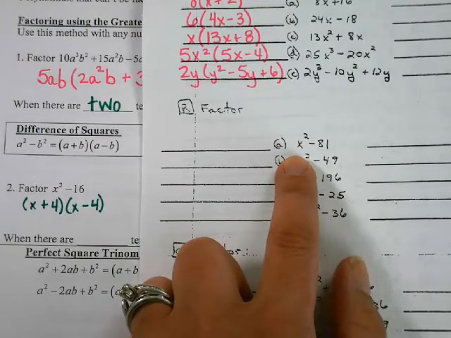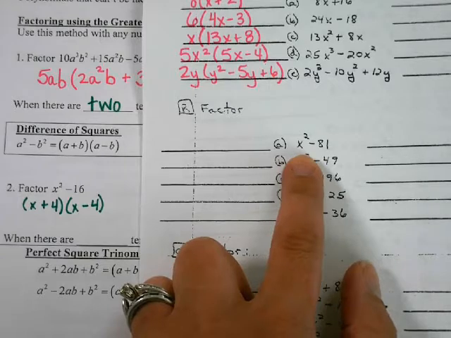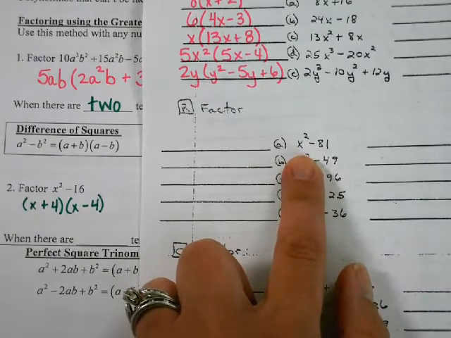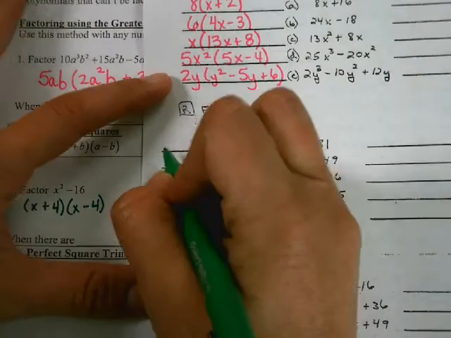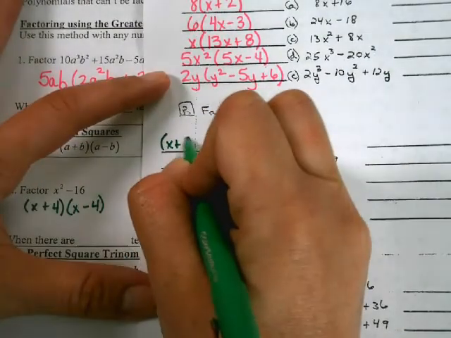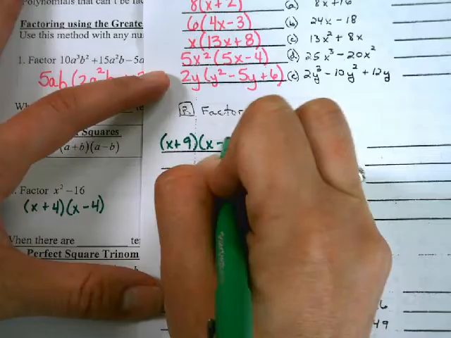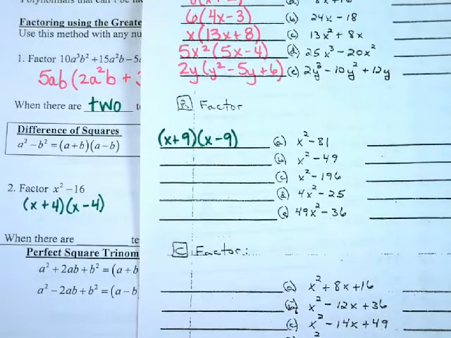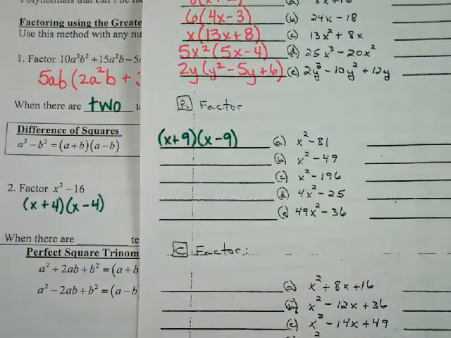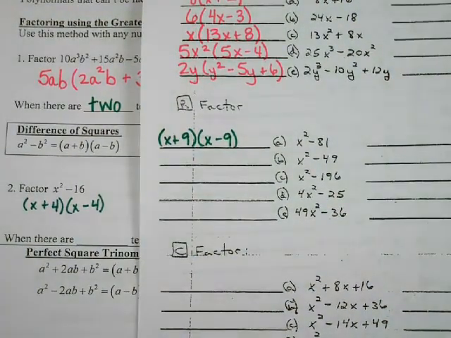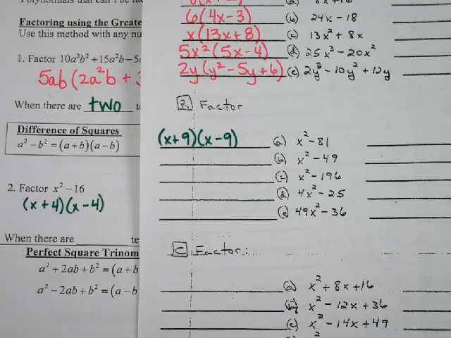Sorry for the switcheroo on you. So this one says x squared minus 81. Is 81 a perfect square? What's its square root? 9. So this guy's going to factor x plus 9, x minus 9. Could I have written it as x minus 9 and then x plus 9? Yes, you certainly can. So just one of them's a plus and one of them's a minus.